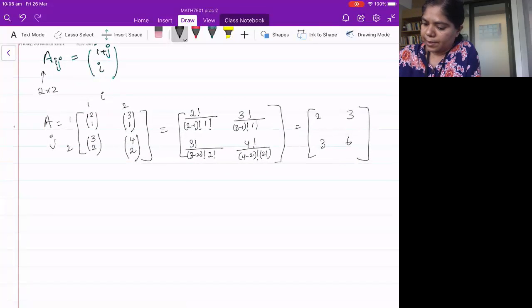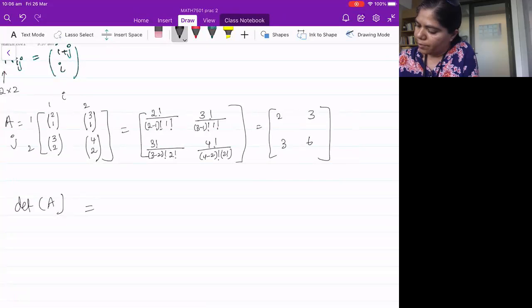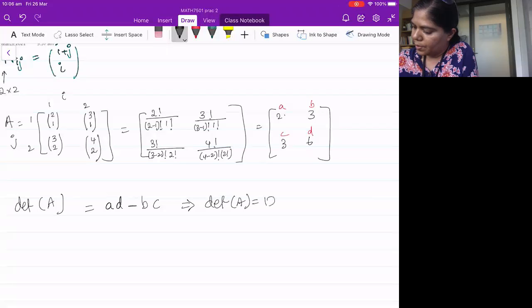And the second part asks you to find the determinant of A. This should be easy. You just apply the formula, like this is A times B, CD. So A times D minus B times C, which gives you 12 minus 9. This is 3.